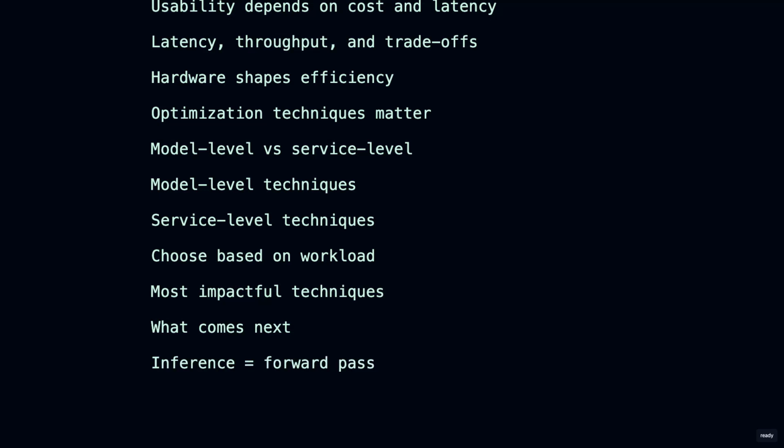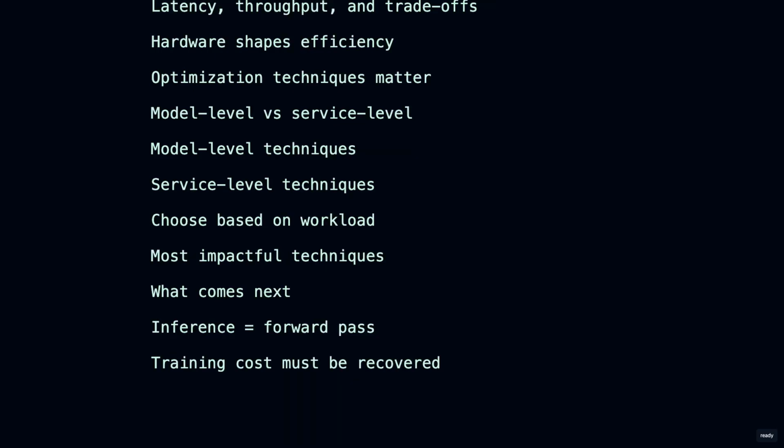As a reminder, inference means running the forward pass only. Training is different because it includes both forward and backward passes, which is why it is much more expensive. For a model provider, inference pricing has to cover the original training investment. The more the model is used, the more room there is to lower inference cost, although that logic is different for third-party providers serving open-source models.